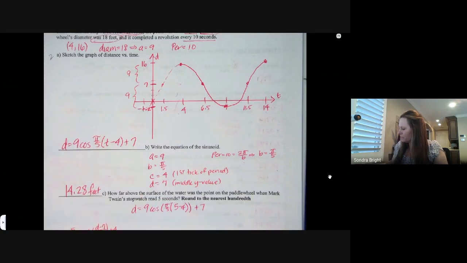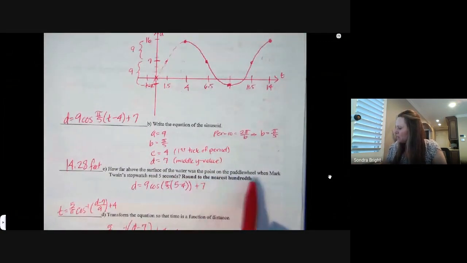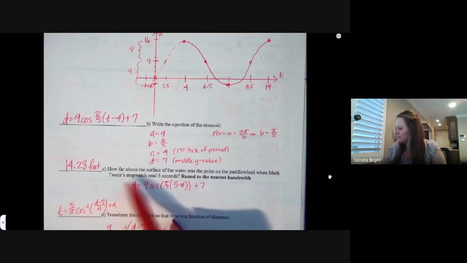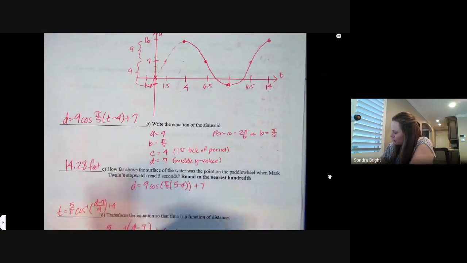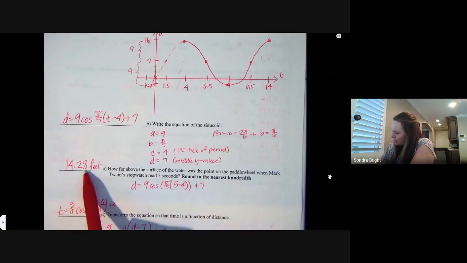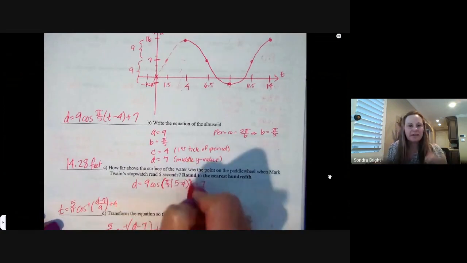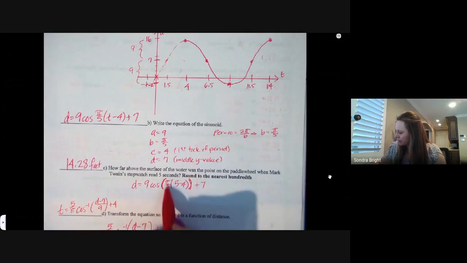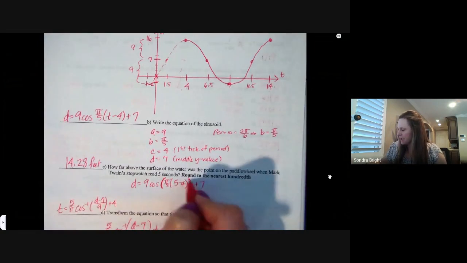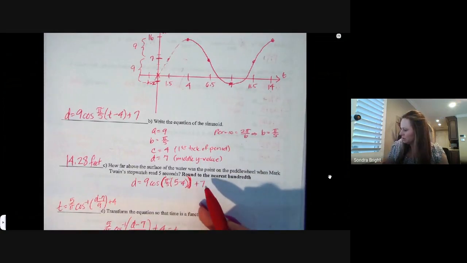How far above the surface of the water was the point on the paddle wheel when Mark Twain's stopwatch read 5 seconds? You just plug a 5 into T in my equation here. Should have gotten 14.28 feet. Make sure when you put this in your calculator, when you hit cosine, it'll start a parenthesis there. Make sure you end it after the 5 minus 4, which ended up being 1, so you only had to do pi over 5. But if this is another number, make sure you end the parenthesis there before you add the 7. Otherwise, if you're getting a domain error, it's probably a parentheses issue.